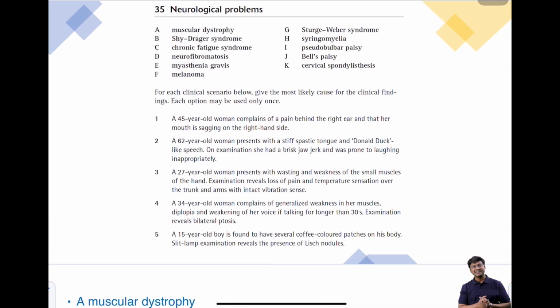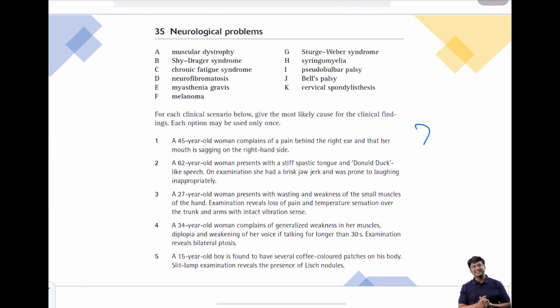So let us start with the various neurological problems. These are the various neurological problems and these are the options that you have. You should be able to fix one particular diagnosis.